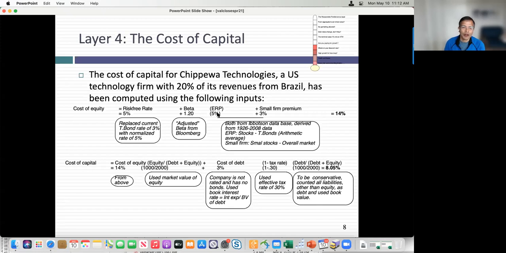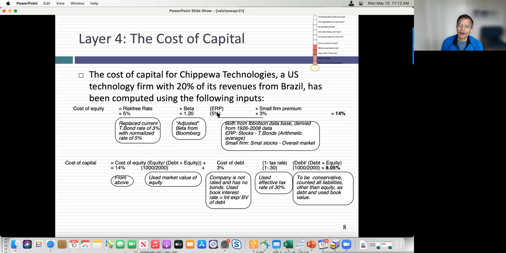So he's computing the cost of capital for a technology company. I've changed the name of the company. I'm going to call it Chippewa Technologies. It's a US company that gets 20% of its revenues in Brazil. So I'm going to go through the computation, and as I go through, think about what I'm doing wrong.